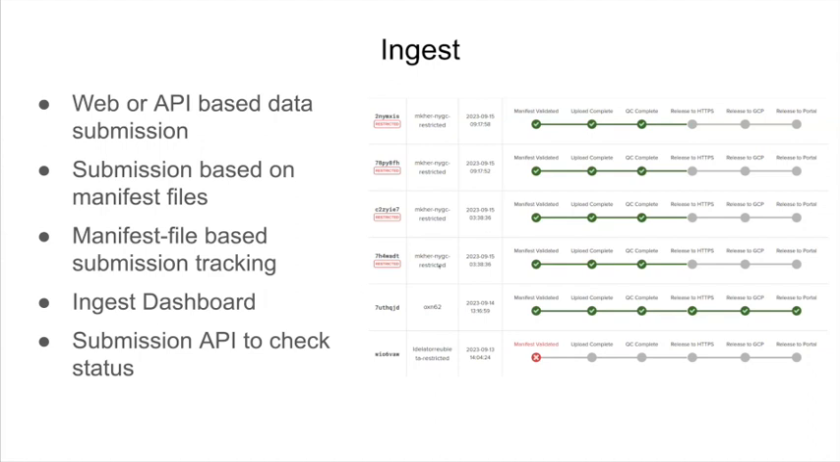And so here's the dashboard, and the same information about the status can also be retrieved using an API, and we call it the submission API. So people can use the submission API to know exactly what state their submission is in, in terms of each of these steps that I've outlined so far.